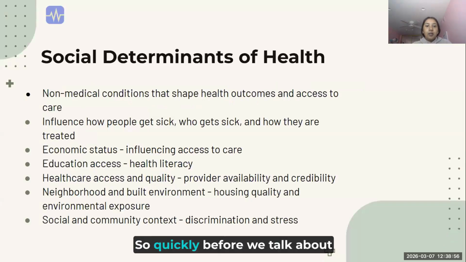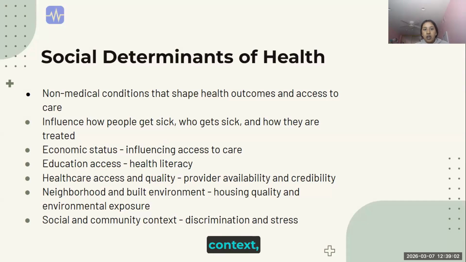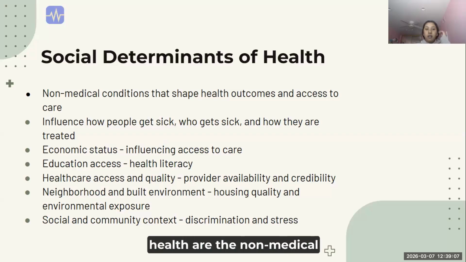Okay, so quickly, before we talk about bias in healthcare, we first need to ground ourselves in the broader context, which are the social determinants of health. The social determinants of health are the non-medical conditions that shape health outcomes and access to care. In other words, health isn't only determined by biology or what happens in the clinic, it's also influenced by the environments that people live in long before they ever see a provider. These social determinants influence how people get sick, who gets sick, and how they're treated once they enter the healthcare system.